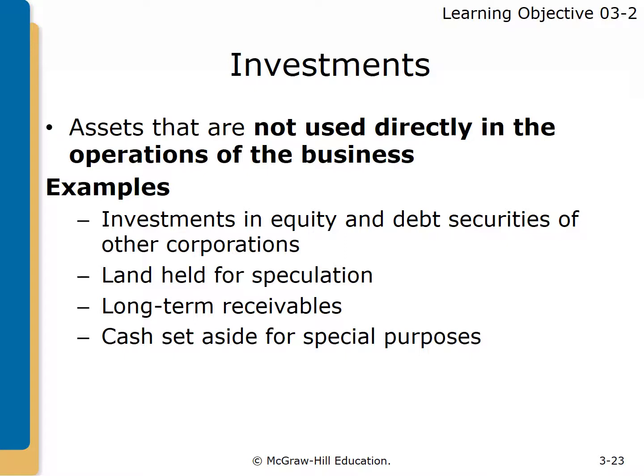A long-term receivable, like a note receivable, where you loan someone money and they're not going to pay you back for more than a year. And then there's also savings accounts, cash set aside to do something in the future. So you're not going to use it in the coming year. It's cash set aside maybe for a project 2 years from now or 3 years. Or maybe the cash is going to be used to pay off a bond liability that the company has. These items would be grouped together in the investment section of the balance sheet.